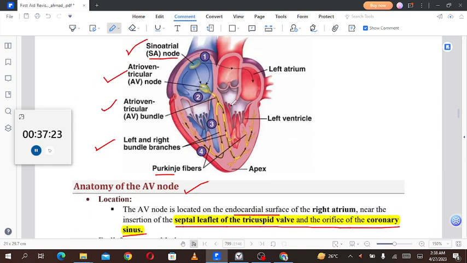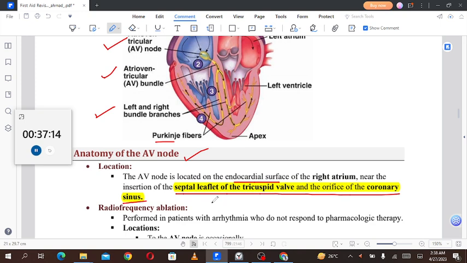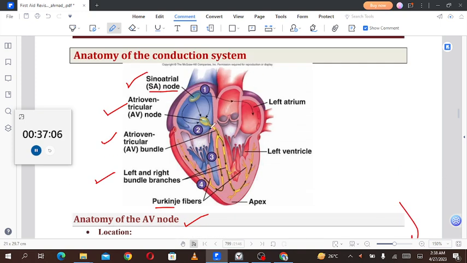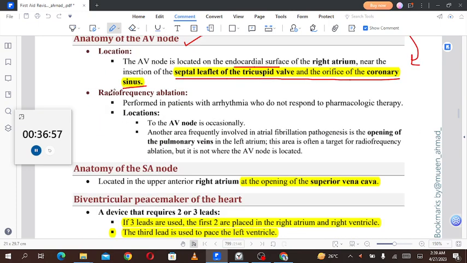So maybe they label an area near the tricuspid orifice and then the tricuspid leaflet, and then they may ask what is that structure that is present over here. So it is near the insertion of the septal leaflet of the tricuspid valve and the orifice of the coronary sinus. If they give you a structure like this, and anything in this area, this close vicinity of the tricuspid valve, that is going to be the AV node, right? Now let's talk about the SA node.